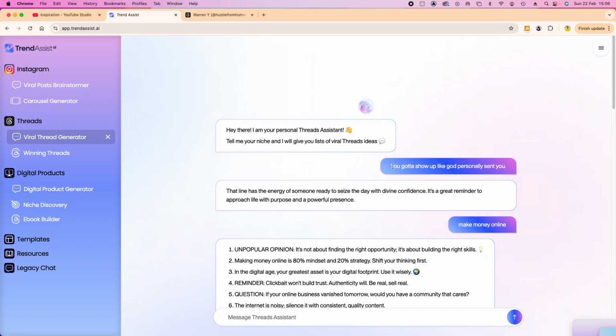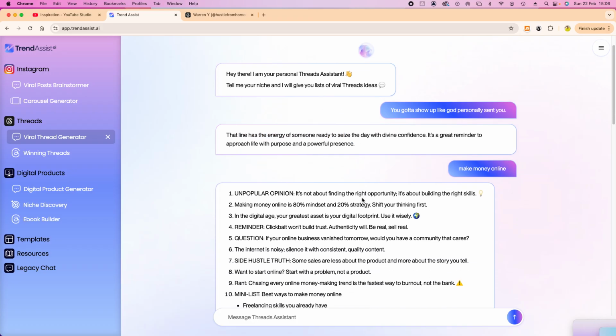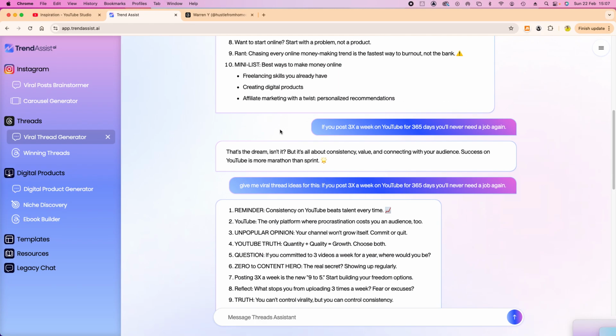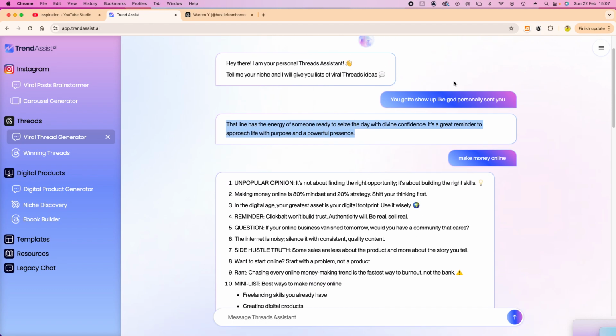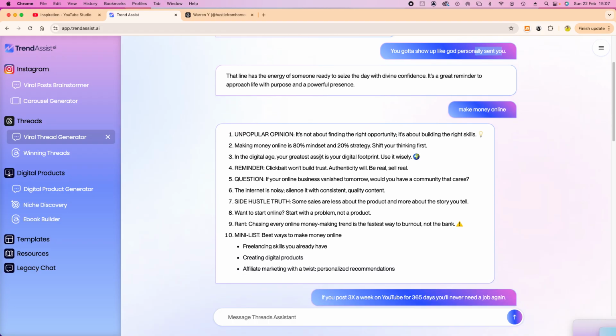So I said this was one that did well on my TikTok: you got to show up like God personally sent you. And they said that line has some energy, and so on. So I thought they could give me threads like that. However, it said something else back, so let's just ignore that. It can give me similar threads, but I was just testing it out.